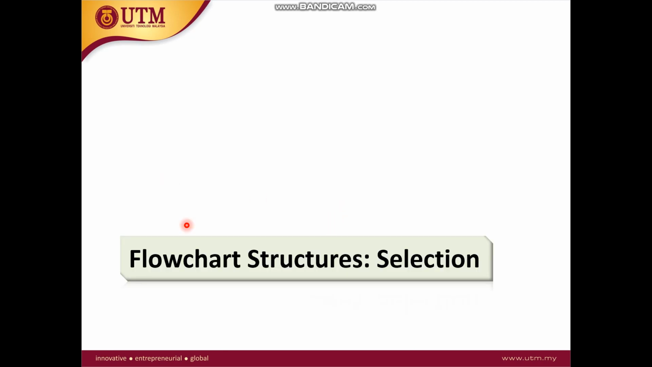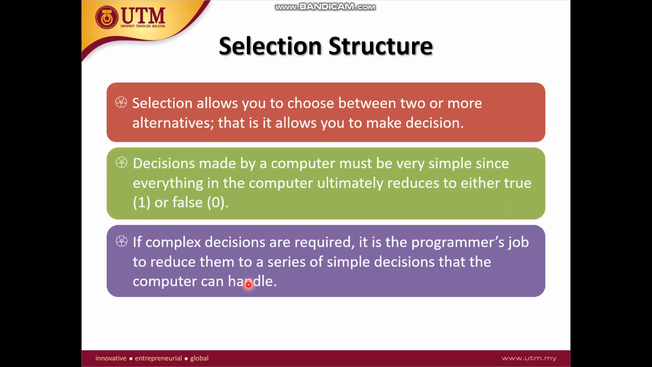The second type of flowchart structure is selection. Selection allows you to choose between two or more alternatives. For example, sometimes you come to some point where you have two possible solutions. You have a condition. For example, the number is positive or negative, or the number is 0 or not 0, the number is even or odd. We've got so many examples, and we are going to describe them in the next slide.